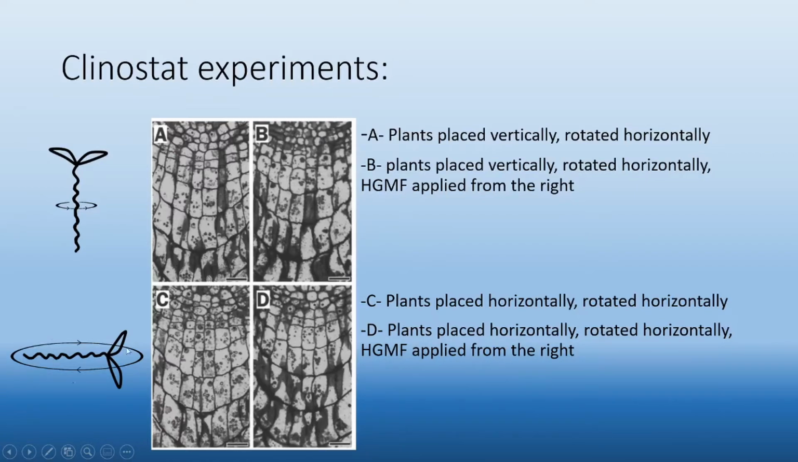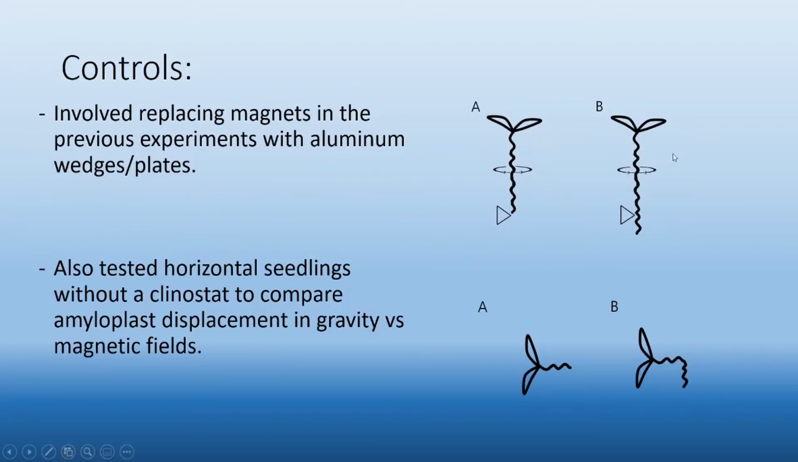When it's rotating horizontally like this, they can move back and forth pretty easily. That meant they were more heavily affected by the magnetic field. The controls they did involved replacing the magnets in the previous experiments with aluminum wedges or aluminum plates, and those showed that the root tips were unaffected. They would just grow right next to the wedge tip.